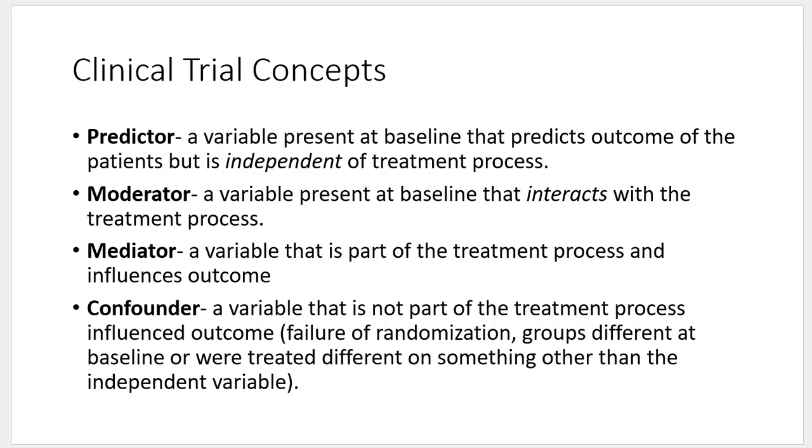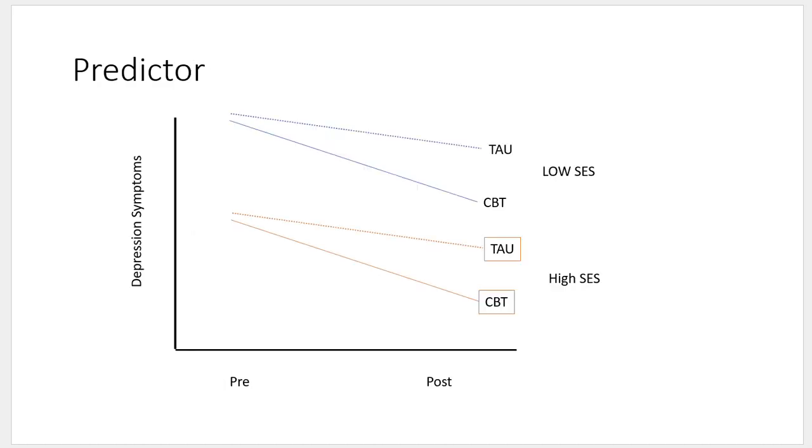Now, a confounder is a variable that's not part of the treatment process, but it nonetheless influenced outcome. We do not want this in our studies. This is usually due to a failure of randomization. The groups were just different at baseline, or something different was treated than the independent variable. All right, here's some concrete examples.